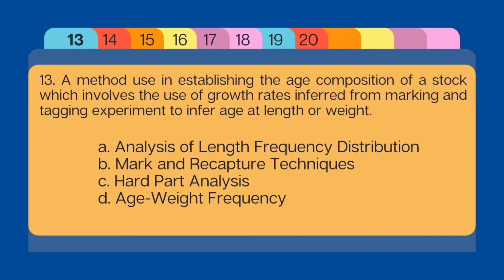Number 13. A method used in establishing the age composition of a stock, which involves the use of growth rates inferred from marking and tagging an experiment to infer age at length or weight. A. Analysis of length frequency distribution, B. Mark and recapture techniques, C. Hard part analysis, or D. Age weight frequency. The answer is B.